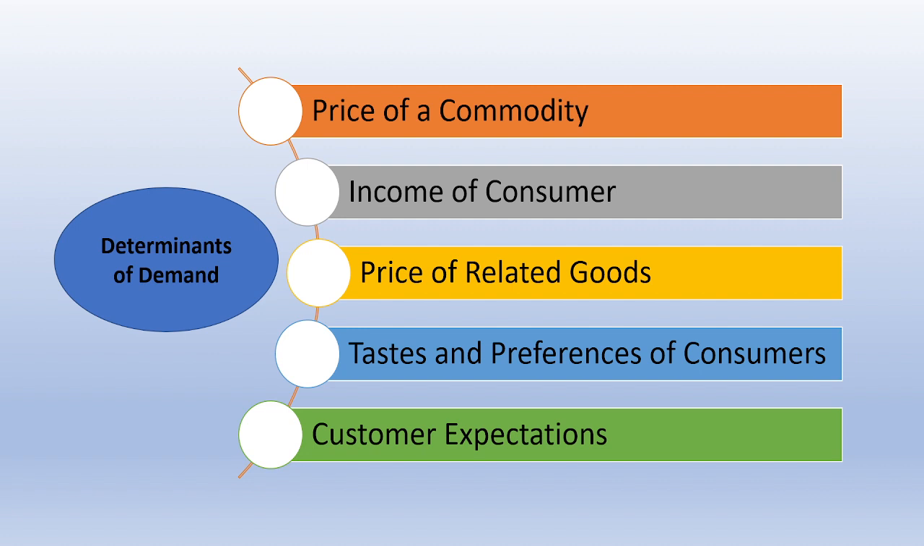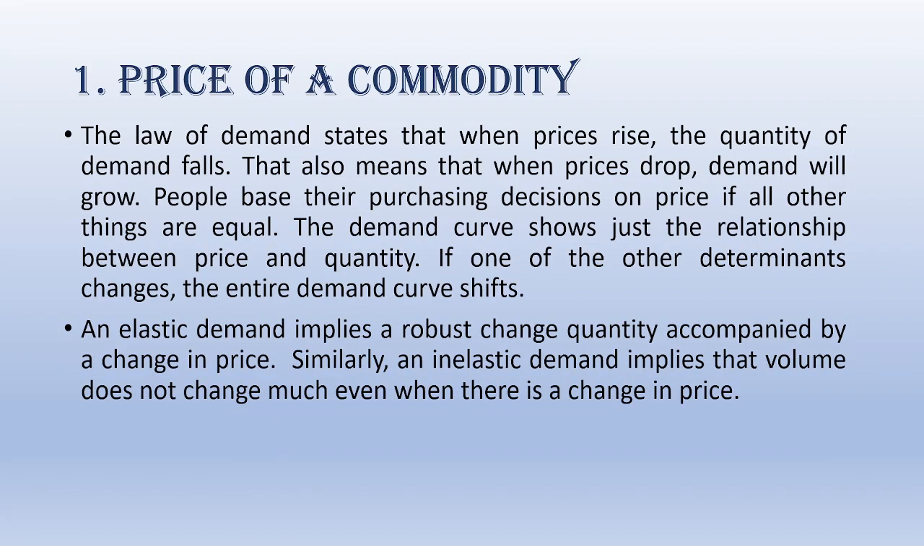Then is tastes and preferences of consumers. And lastly is the consumer expectations. We will discuss all these determinants one by one. First is price of a commodity. So law of demand, which is indicated through the demand curve, states that with the fall in price, the demand will increase and vice versa, which means that with the rise in price, the demand will fall.